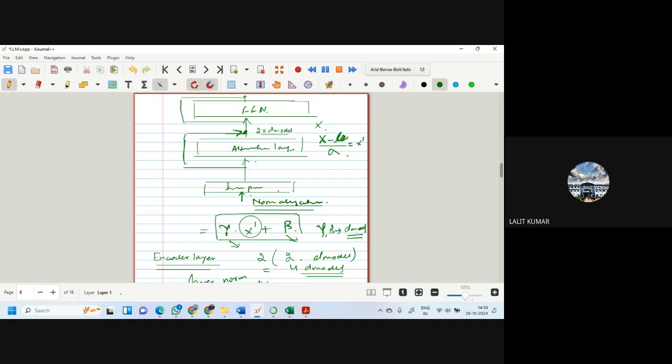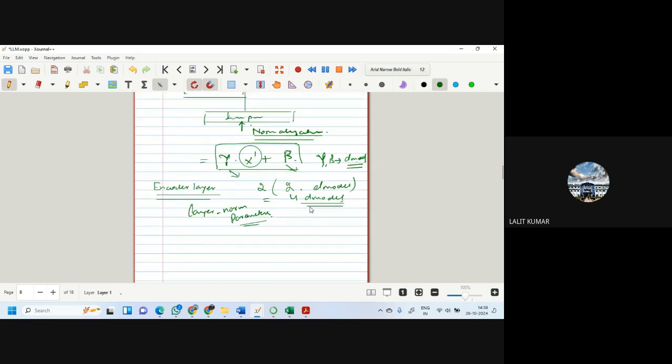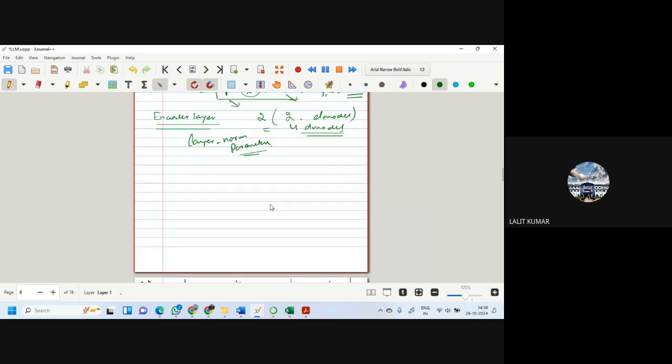Okay, sir. And after the FFN we also have another layer normalization, again it is D model. So 2 D model plus 2 D model becomes 4 D model. So this is your encoder layer, and we have covered all the parameters.